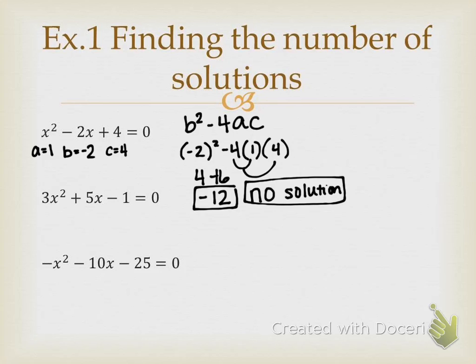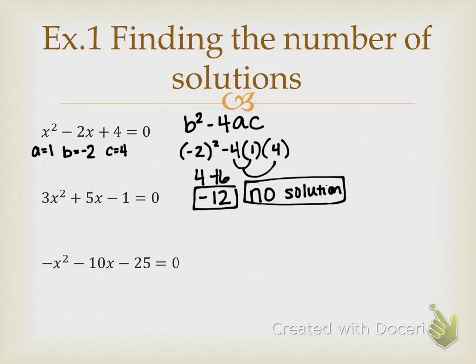No solution would be my answer. Because think about it. If you plug that back into the quadratic equation, if you had the square root of negative 12, what would that be? Undefined. So there's no way that you could ever have a solution with a negative number under the square root. All right, let's do the next one.